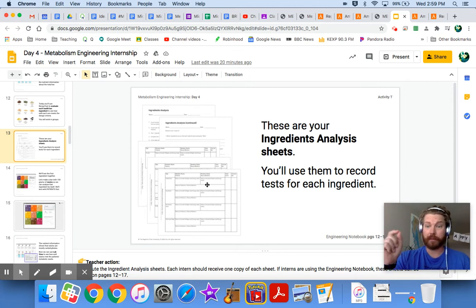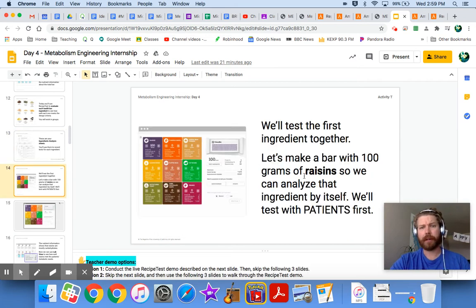You could print them and just write on them with a pencil. There's all sorts of things you could do, or you could just write your answers on a separate sheet of paper. It's totally up to you, but I would like you to write down in one way or another the data that you collect. So the first thing that we're going to test is raisins. We'll do this one together.